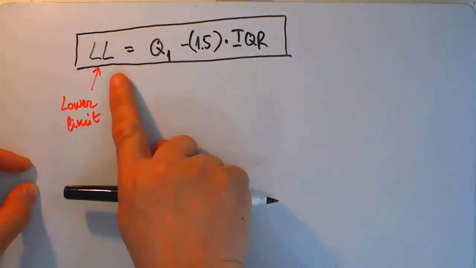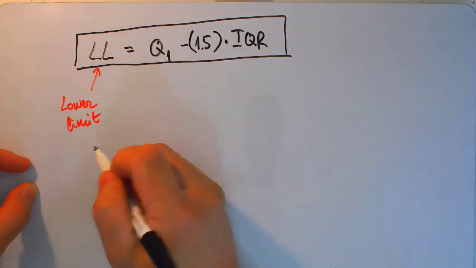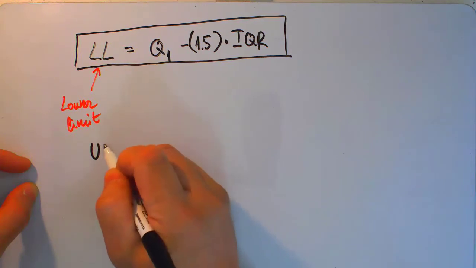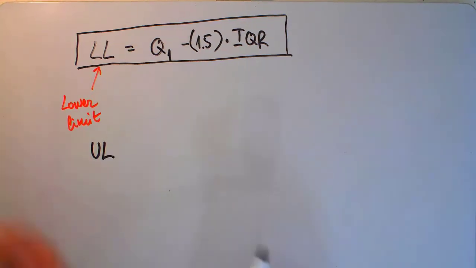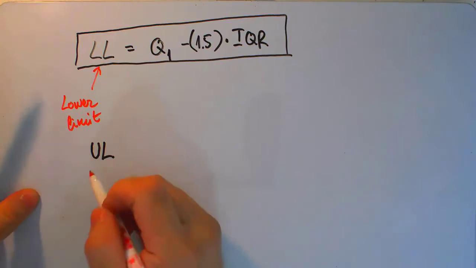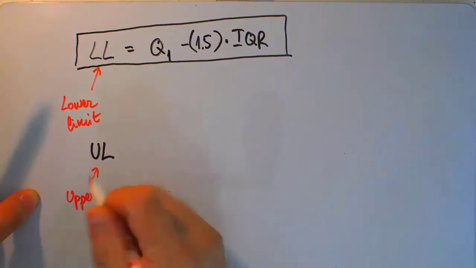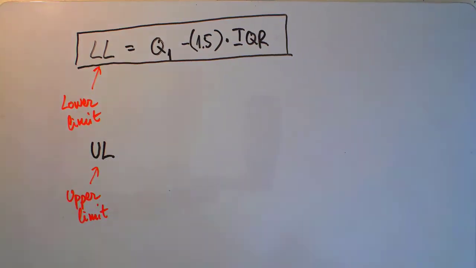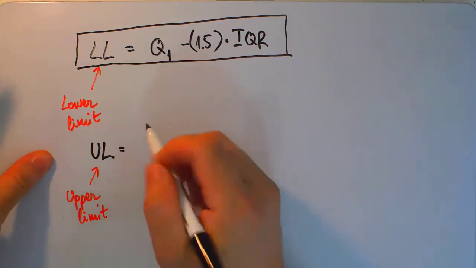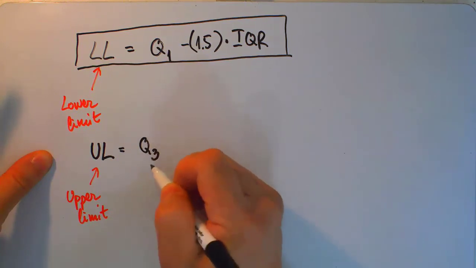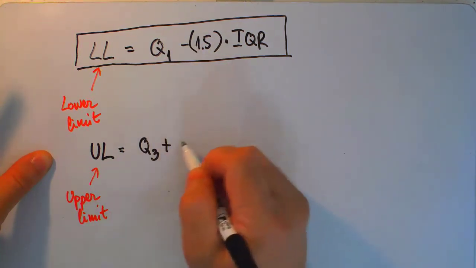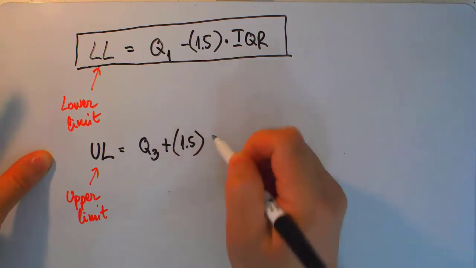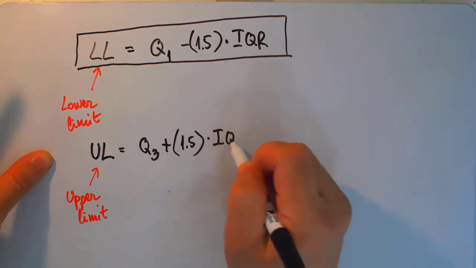And then, if we have a lower limit, we need to also decide the upper limit. UL here is my shorthand for upper limit. As a formula, UL equals Q3 of your current data plus 1.5 times the IQR.